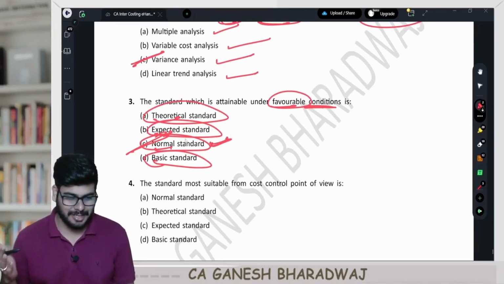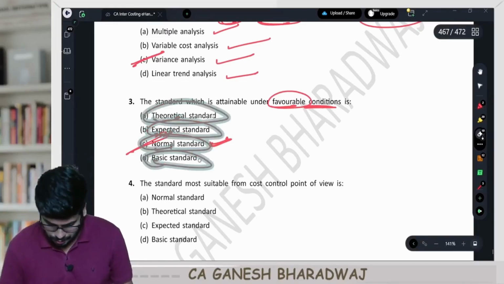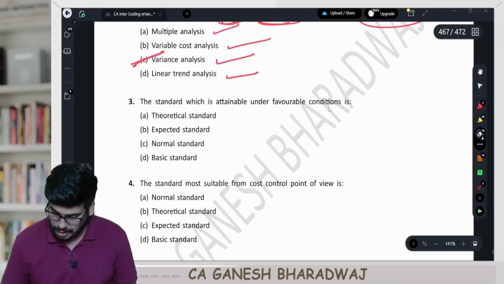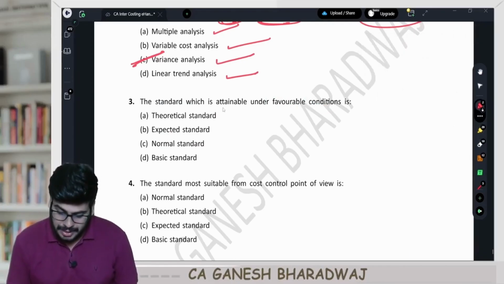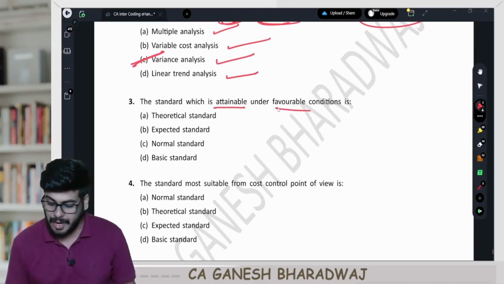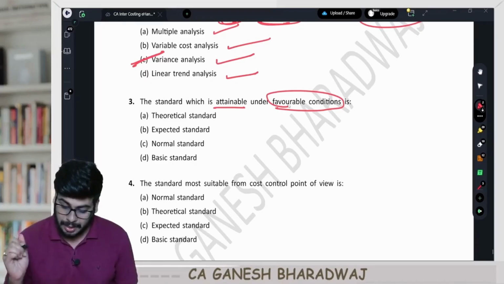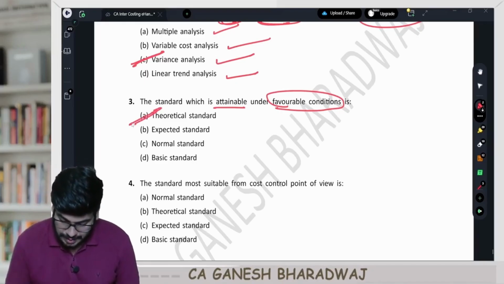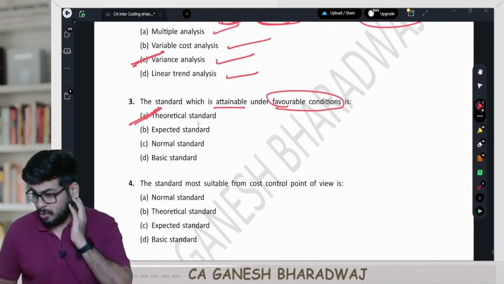Are you clear with this? Sorry, guys. I'm so sorry. I just stand corrected. Once again, let us read this. The standard which is attainable under favorable conditions. Okay, that is not normal. That is a theoretical standard. Let me tell you what it is. It's called theoretical standard.